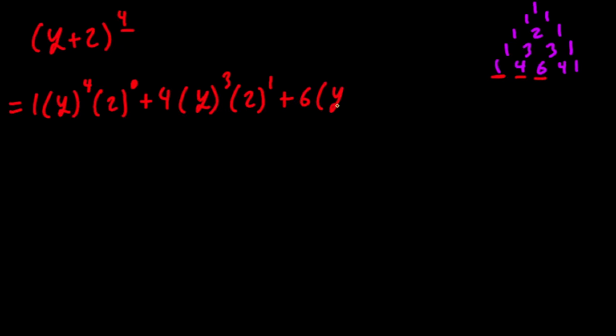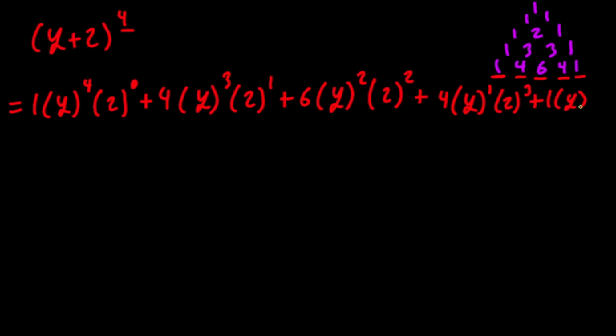into y power of 3 minus 1, which is 2, into 2 to the power of 1 plus 1, which is 2, plus 4 into y power of 2 minus 1, which is 1, into 2 power of 2 plus 1, which is 3. Finally, 1 into y power of 0 into 2 power of 4. So this can now be simplified.